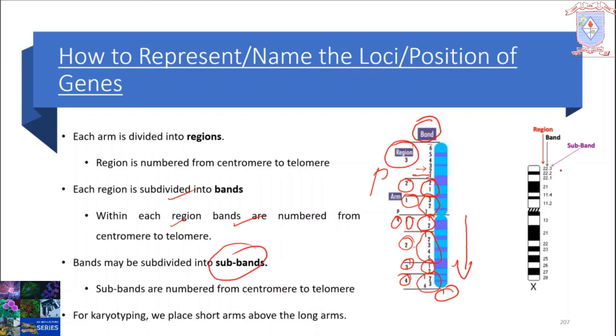Here you can see in this picture of the X chromosome, it is high resolution staining. So here you can see the subbands, that is, the bands are subdivided into further regions, that is subbands, and subbands are again numbered from centromere to telomere. And for karyotyping, we place short arms above the long arms.